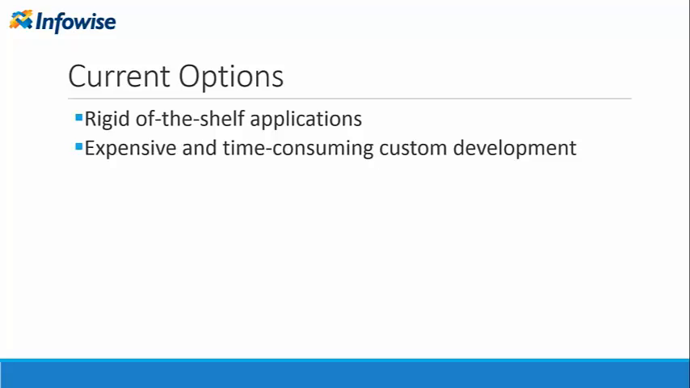When you select to buy an off-the-shelf system, it's not exactly built to your specifications. So some changes are required that could be costly or sometimes impossible at all. And when you choose to create a custom solution, it's very expensive and time-consuming, and there are a lot of places for error.